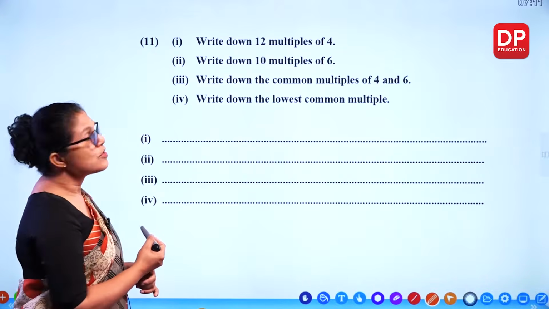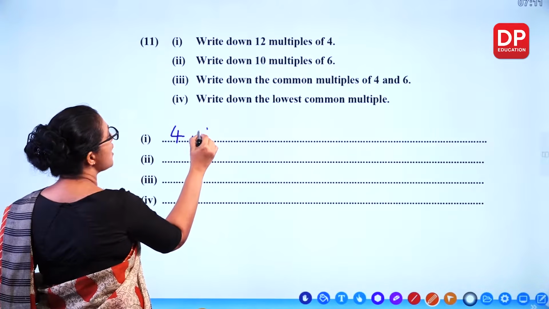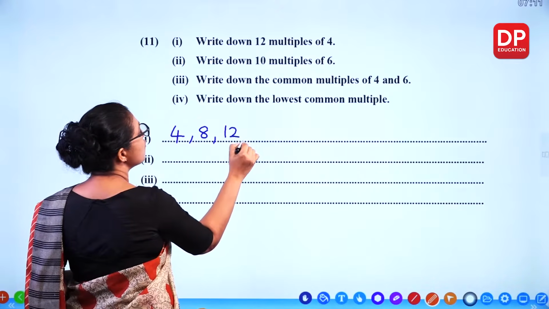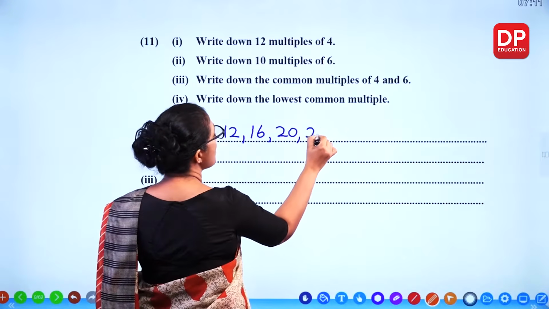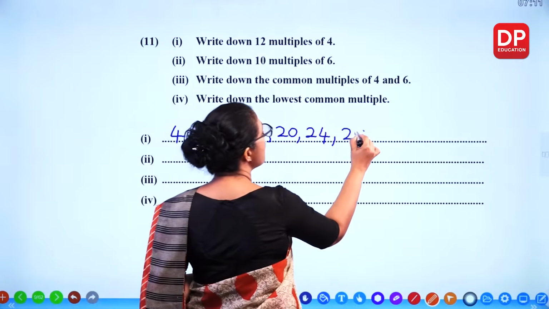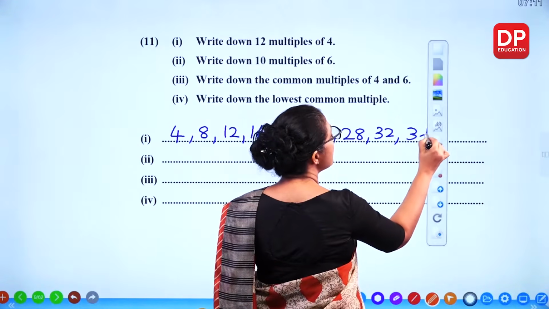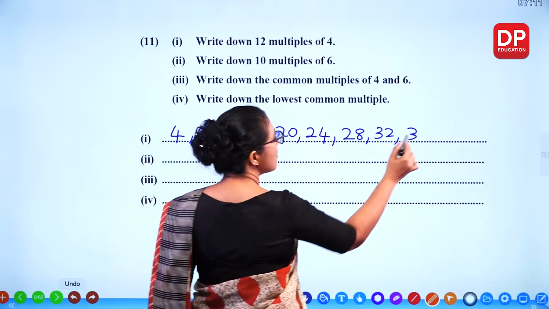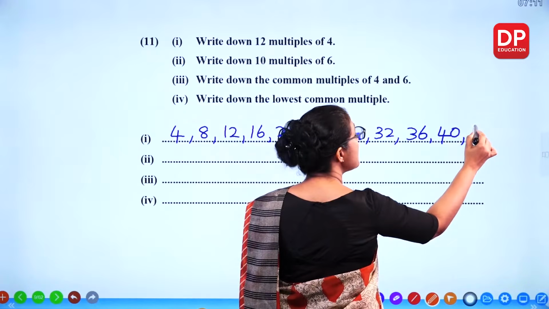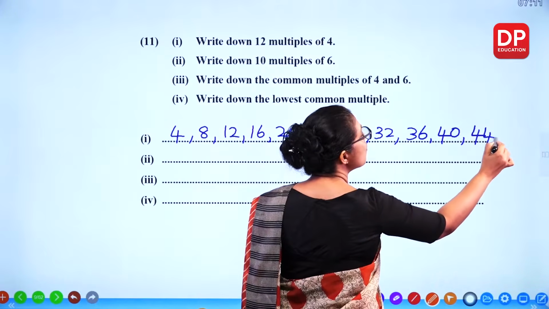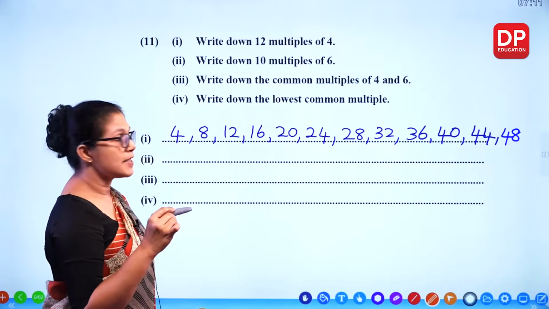Write down 12 multiples of 4. So we'll write it again. 4 times 1, 4 times 2, 4 times 3, 4 times 4, 4 times 5, 4 times 6, 4 times 7, 4 times 8, 4 times 9, 4 times 10, 4 times 11, and 4 times 12. So we need 12 multiples.